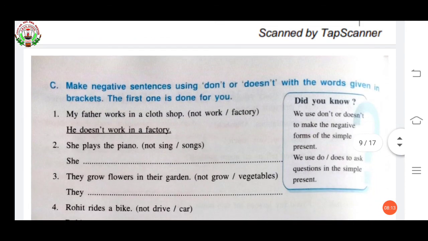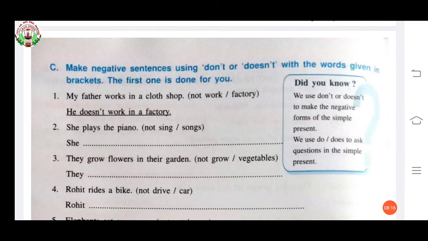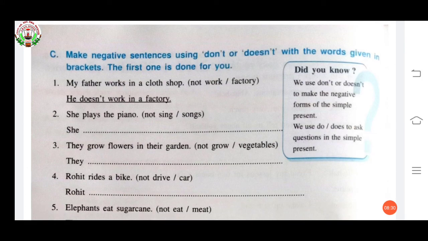Now we have to see the exercise. I hope you understood the use of do and does and don't and doesn't. Don't and doesn't are negative words. Do and does are positive words. And both are used for making questions. Now see, did you know? You have to see very carefully. We use don't or doesn't to make the negative form of the simple present. We use do or does to ask questions in the simple present. So this exercise is on simple present.